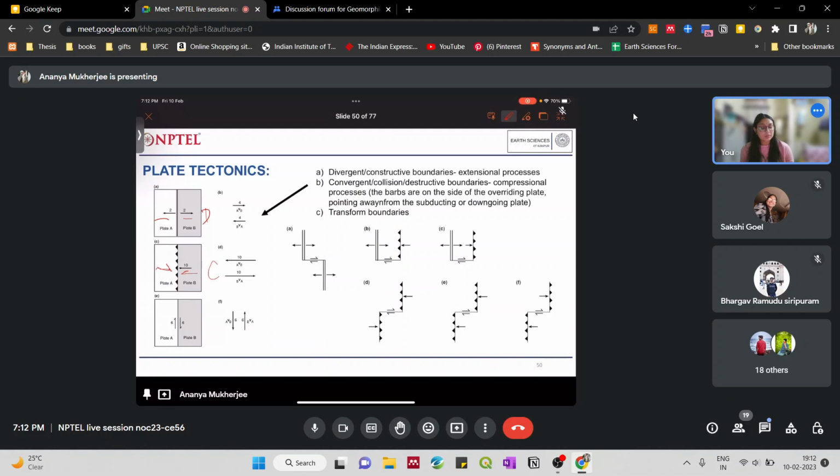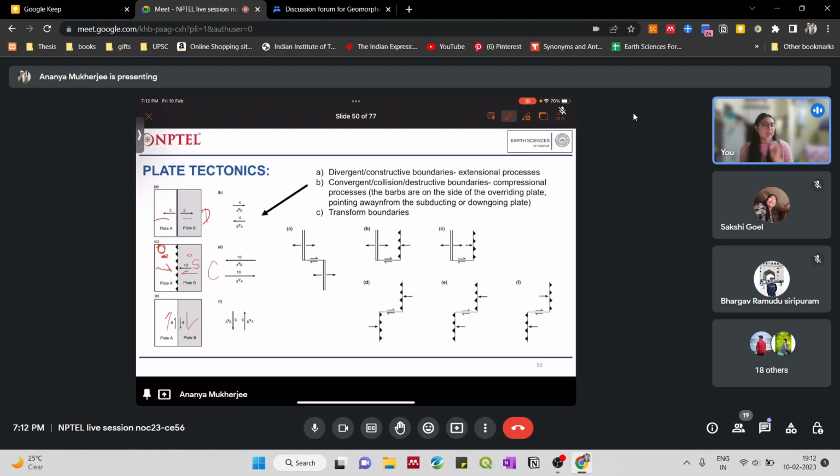The barbs are on the side of the overriding plate, okay. So actually this is overriding this. This is the subducting one and this is the overridden plate, okay. The triangles that are shown are always on the overriding plate side, okay. And then you have the transform plate boundaries, where the plates are moving along each other, okay, moving past each other.